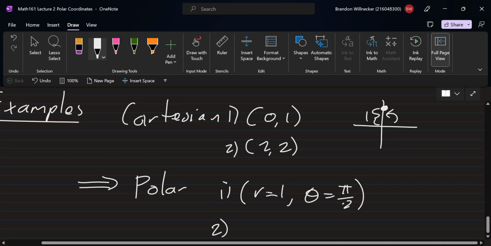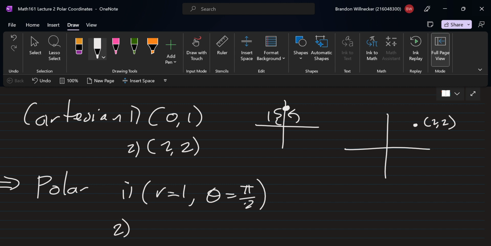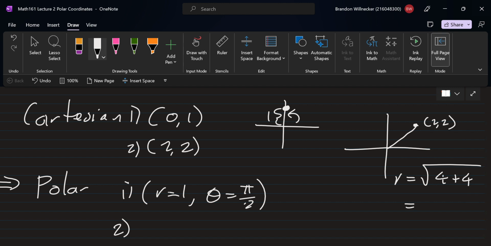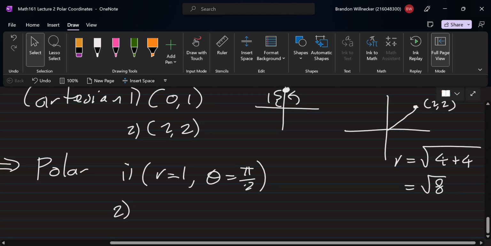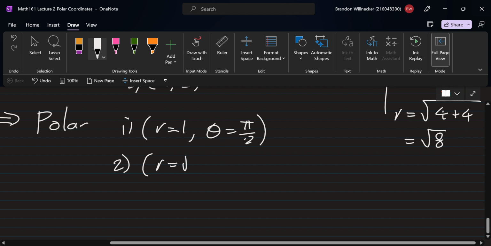Let's look at the second one. Again, we can draw a picture. So (2, 2), that's going to be somewhere here. Okay, what's the radius? Well, that's the distance to the origin. That's this distance here. So x is 2, y is 2. We know that r is going to be the square root of 2 squared plus 2 squared. So that's 4 plus 4, or root 8. Okay, you can simplify that if you want, but root 8 is fine. Okay, so that's the radius. We know it is root 8, so we can put r equals root 8.